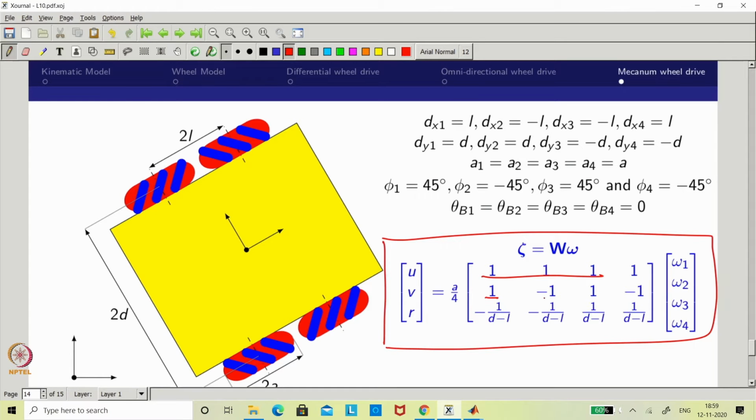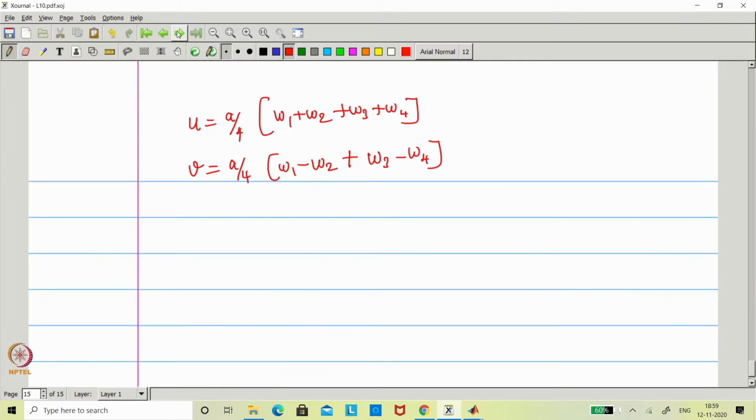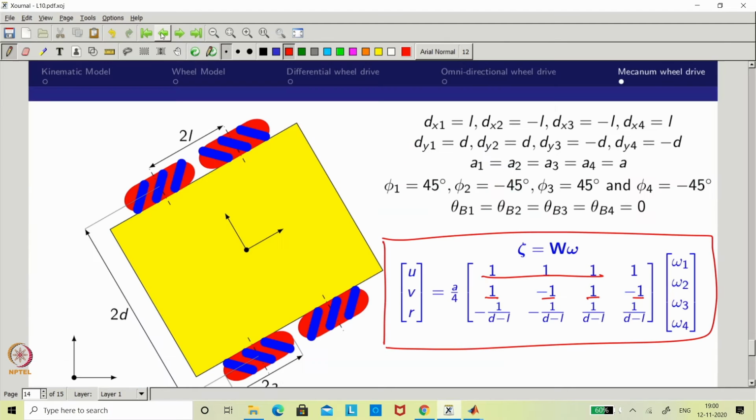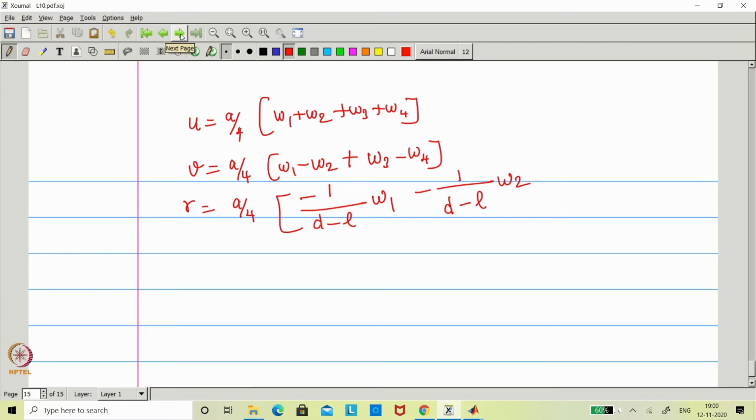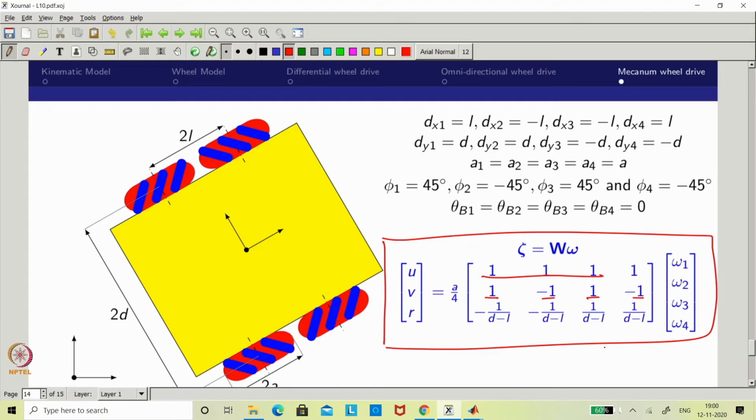You can cross-check whether we have written it right: the signs are 1, minus 1, 1, minus 1. Similarly, I write r as a by 4 times minus 1 by d minus L omega 1, minus 1 by d minus L omega 2, then 1 by d minus L omega 3, and 1 by d minus L omega 4. These are the three equations we derived from the W into omega matrix.